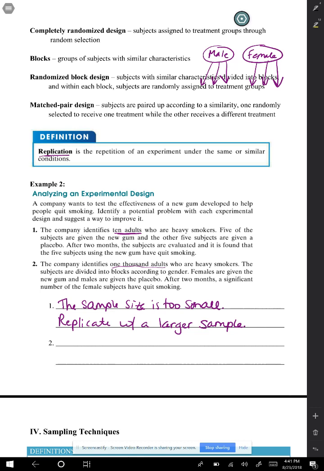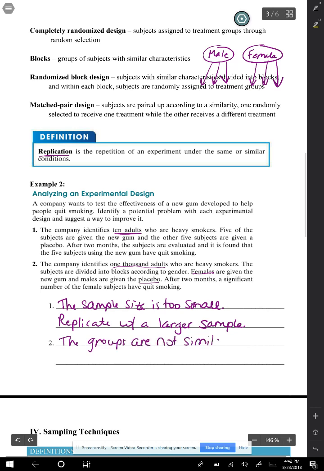The only problem with this one is that all of the gum, the actual treatment, was given to females and all of the males got a placebo. So the only people who got treatment were females. The problem is that you've got two groups that are not similar.